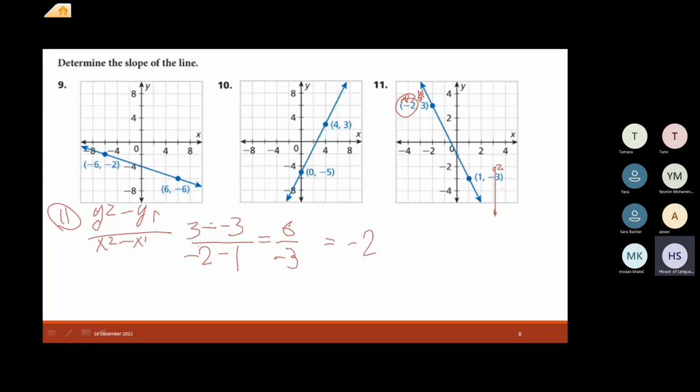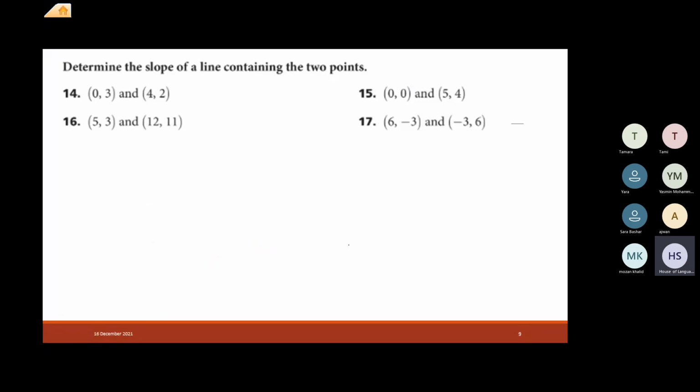That's it. So look at this one here. Now look at this one here. Where does it go? From where to where? From right to left. So what do I mean? The slope is negative, and the slope here is negative. Now, these questions here, you have them as homework.